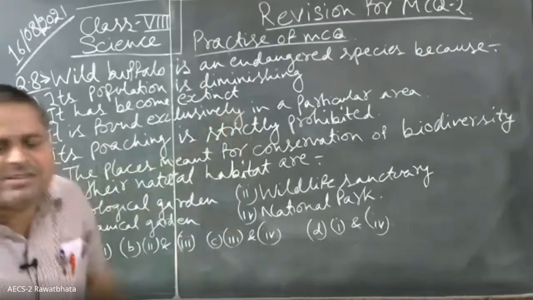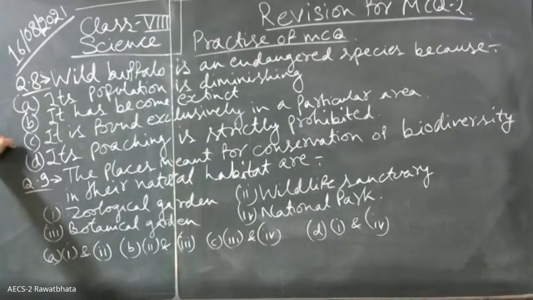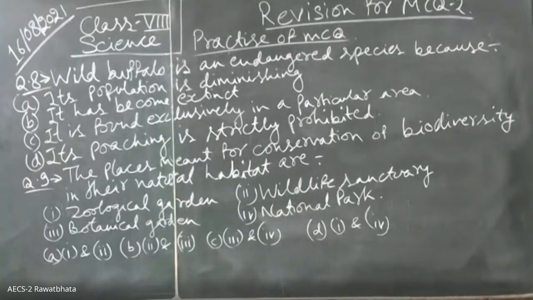Is its population... Diminishing. It is clearly visible. Diminishing means decreasing. Second option, B is it has become extinct. C is it is found exclusively in a particular area, and D is its poaching is strictly prohibited. Sir, correct answer is A. Its population is diminishing. Okay. Very good. Komal, good. Well done.